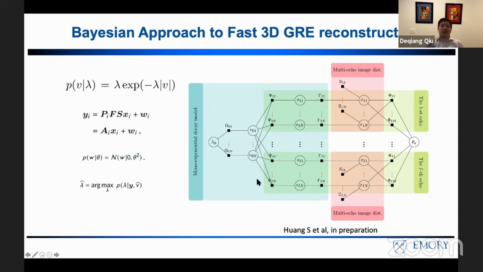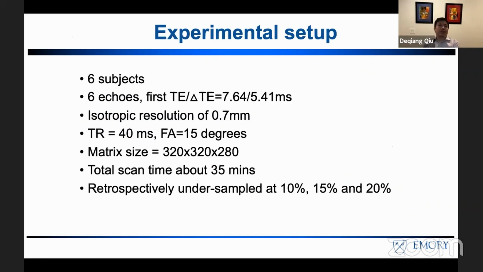Another novelty is that, because of the exponential function, it's not linear. So my postdoc Shuai Huang has designed a way to cope with this nonlinearity through the generalized approximate message passing approach. I'm not going to go into the details. So this is our experimental setup.